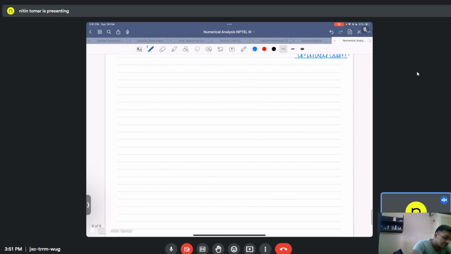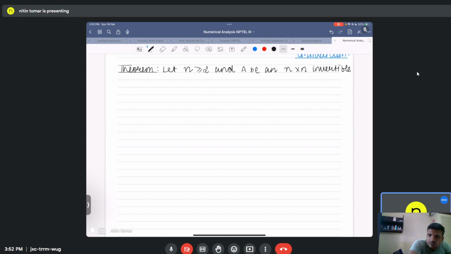So there is a theorem that you must have seen, but I will not prove that theorem. Let me just write the statement of it. Do you know the principal minors and all those things? Okay, we will discuss it. So let A be an n cross n invertible matrix. Now this theorem will provide some sufficient condition on A, such that A will have an LU factorization.